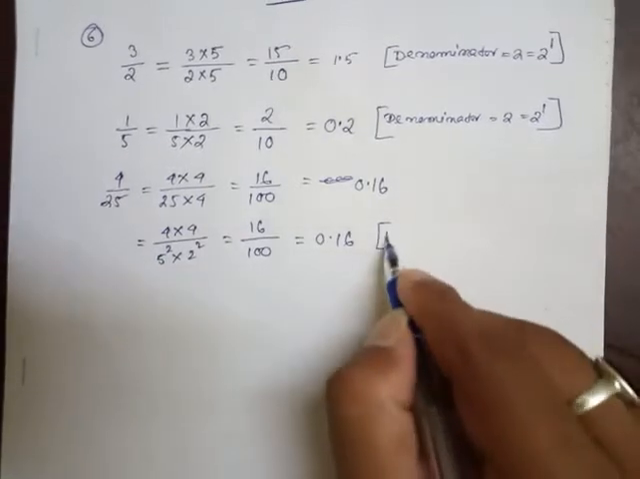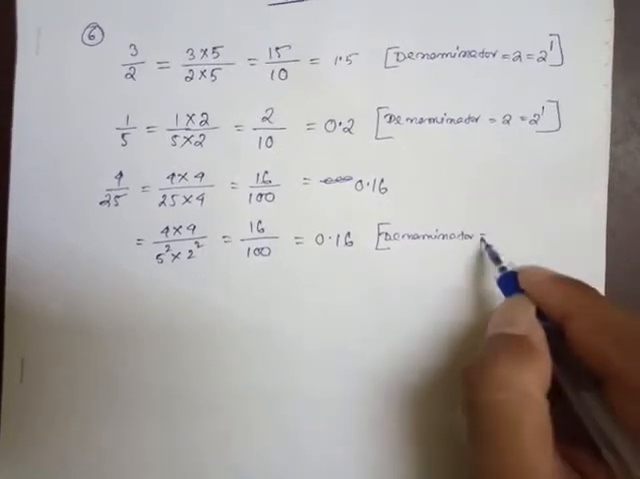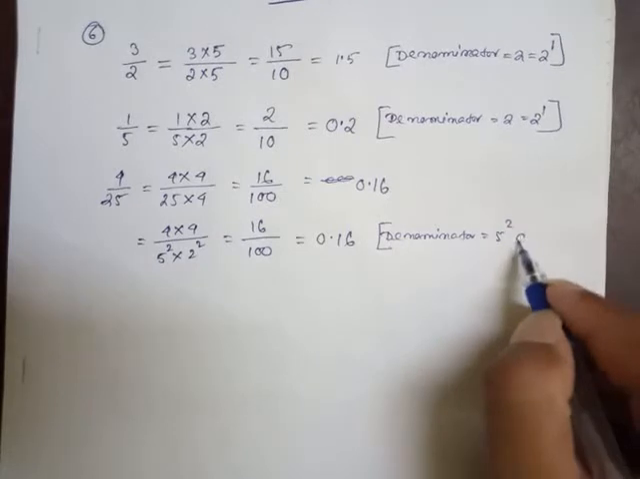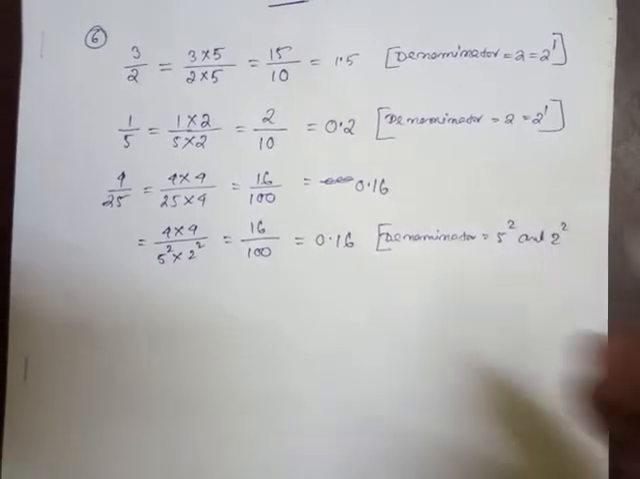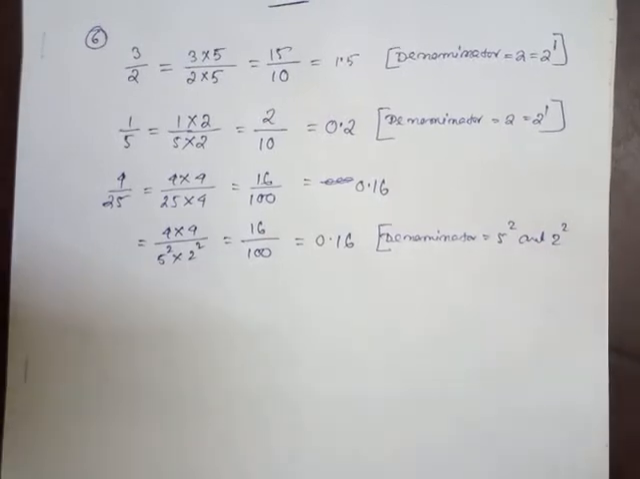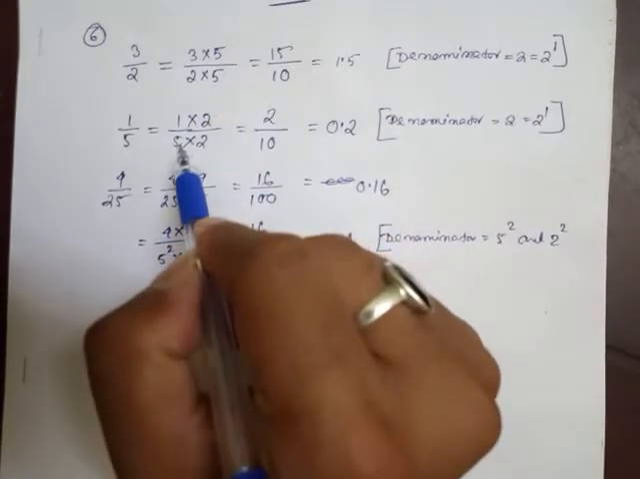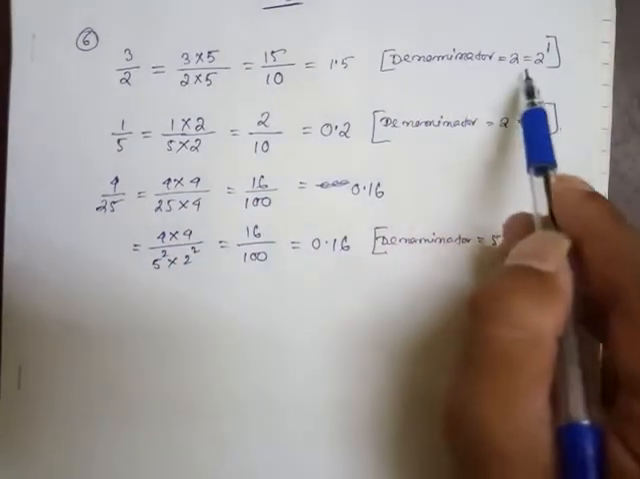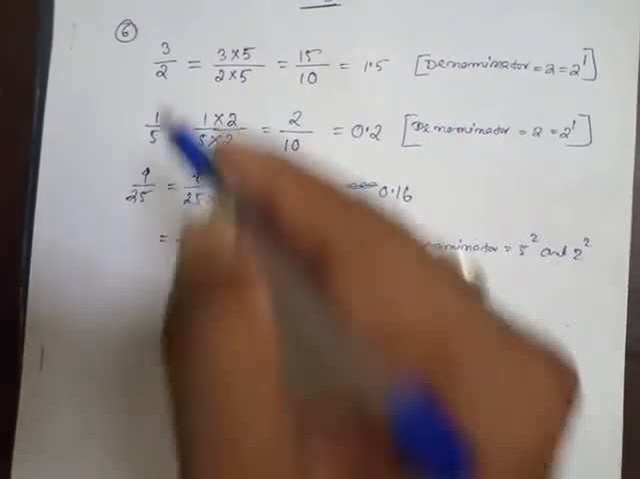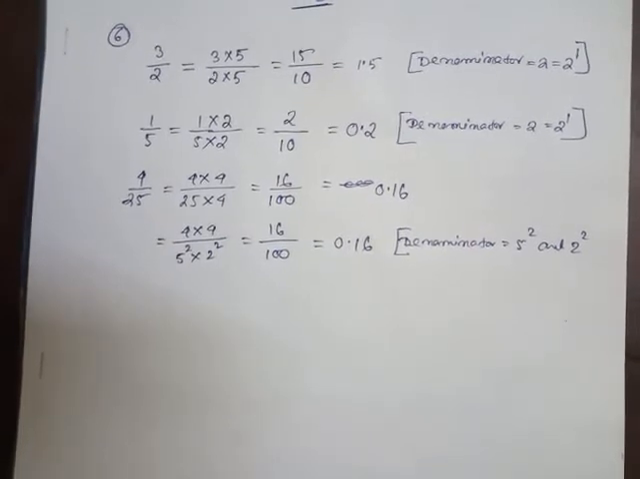So we'll write here denominator equal to 5 to the power 2 and 2 to the power 2, which means power of 5 is 2 and power of 2 is also 2. Here in this case power of 5 is 1, here also power of 5 is 1. I have not shown this here, but it is power of 5 is 1 and power of 5 is 1. Now 1, 2, 3 examples I have already shown. Now I am going to show you the fourth example.